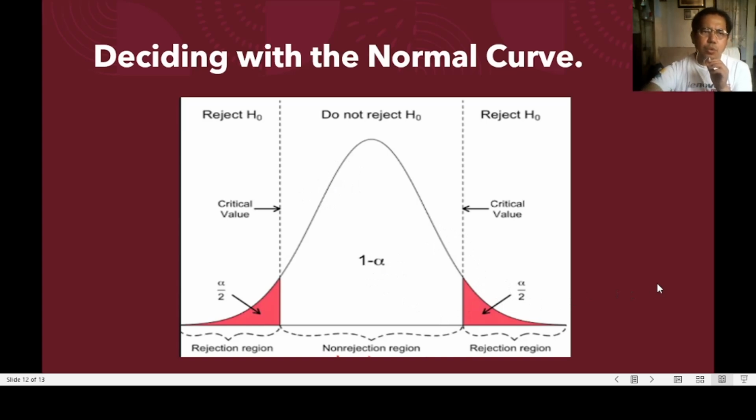Again, let's go over. The unshaded part is considered to be the acceptance region or non-rejection region. The shaded part with the red is considered to be the rejection region. Now what about the boundary between the red and the unshaded part? That is the location of the critical value. So that is the normal curve illustrating the hypothesis, especially the null hypothesis.